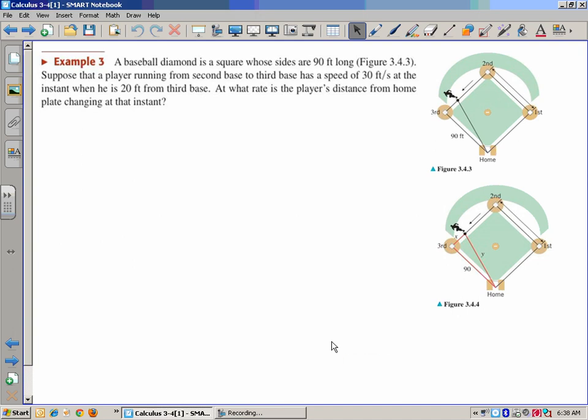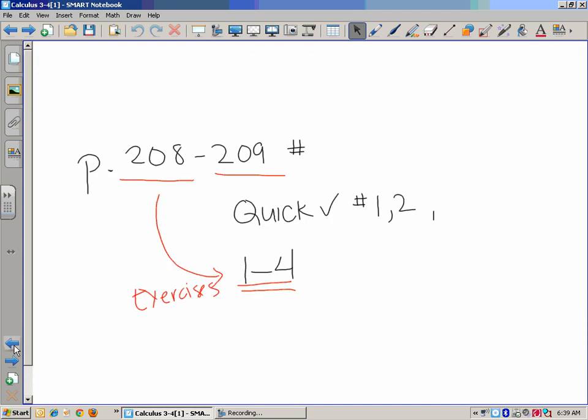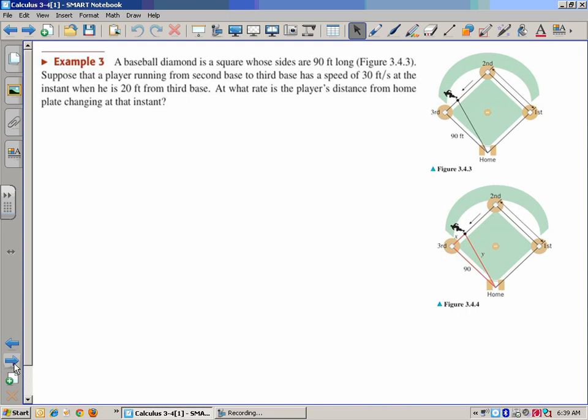All right, so this is going to be the second day for related rates. We're picking up right where we left off yesterday. So you should have done page 209, numbers 1 through 4, and then quick check number 1 and 2 from the end of the lesson. And so right now we're going to pick up right here would be level 2 and level 3 problems.